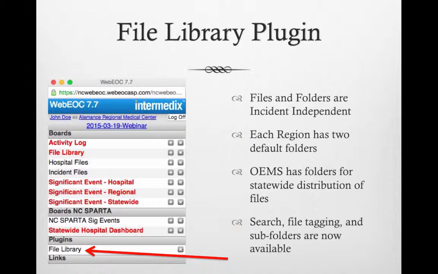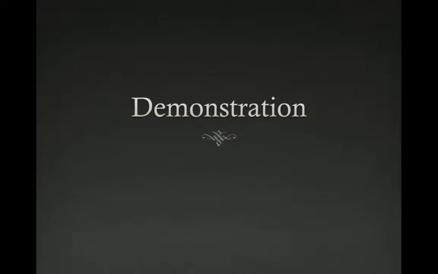Additional folders will be available by OEMS so that they can share guidance documents and other documents ready for statewide distribution. The other benefit of the file library is the ability to do searching, subfolders, and file tagging. Now we will demonstrate how to use each one of the new boards.